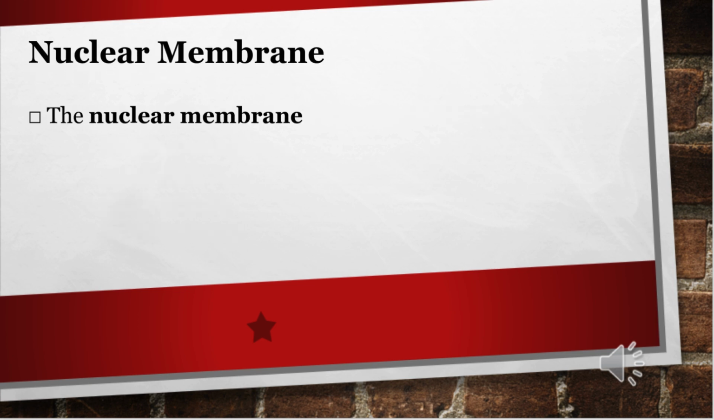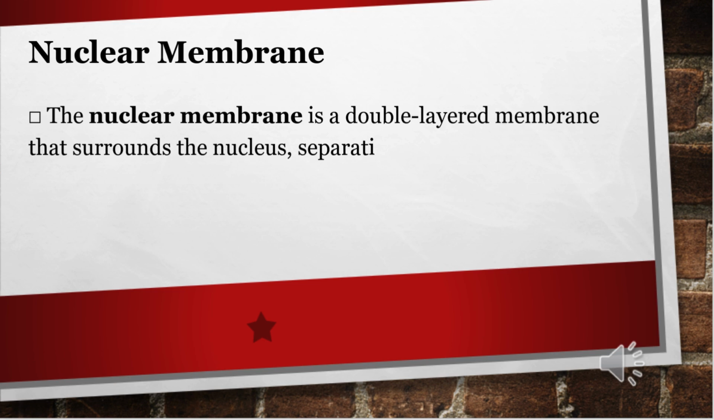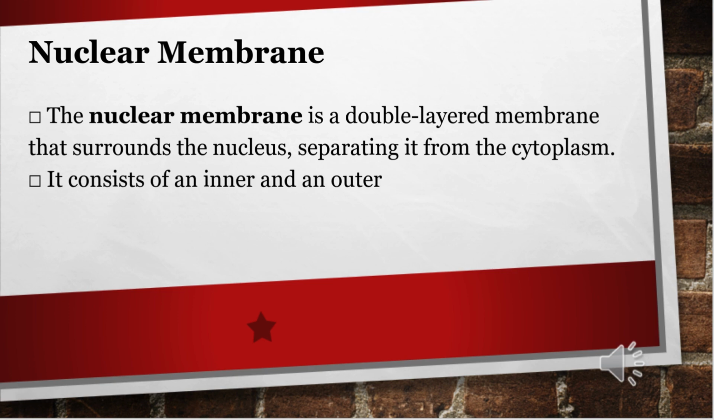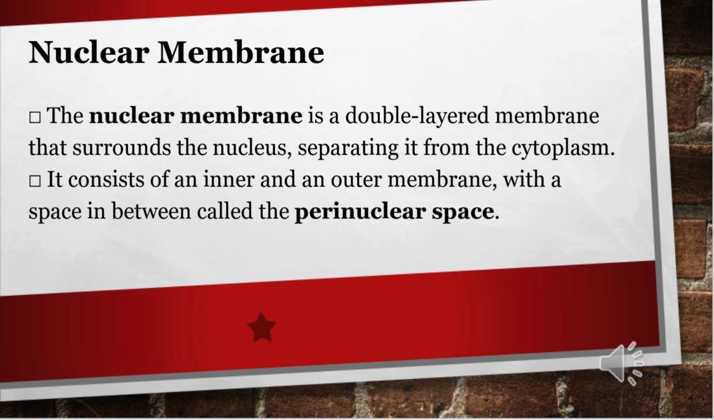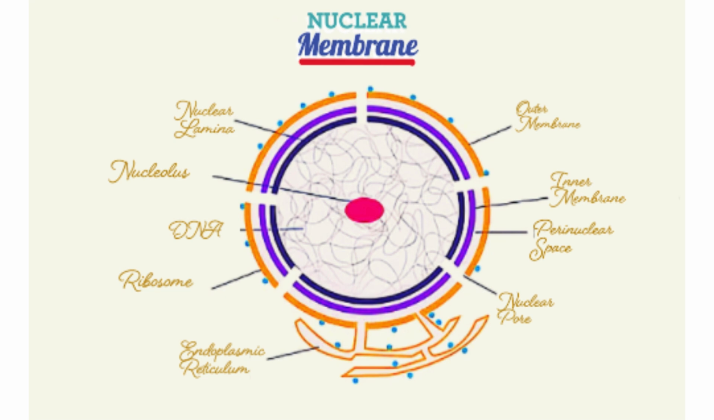The nuclear membrane is a double-layered membrane that surrounds the nucleus, isolating it from the cytoplasm. It consists of two layers, an inner membrane and an outer membrane, with a space between them known as the perinuclear space. At specific points, these membranes merge, forming nuclear pores.